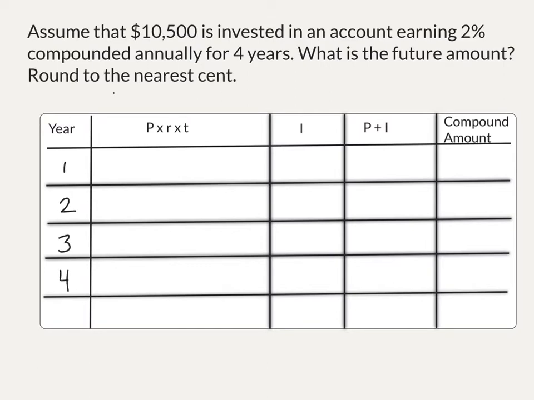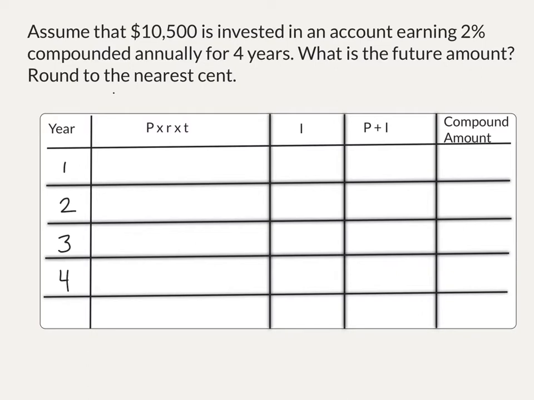My next column is the simple interest formula, principal times rate times time. My third column is the result of multiplying P times R times T, which is I, and that's the amount of interest. And then the next column will add the principal to the interest. And the last column is the compound amount. So that is the answer of adding the principal to the interest. So we'll go ahead and get started.